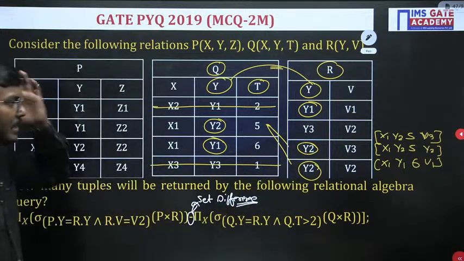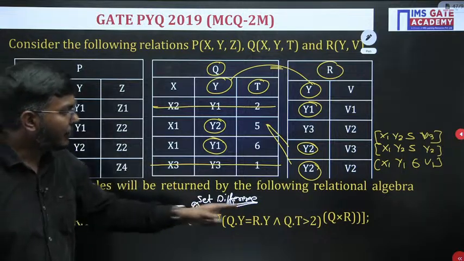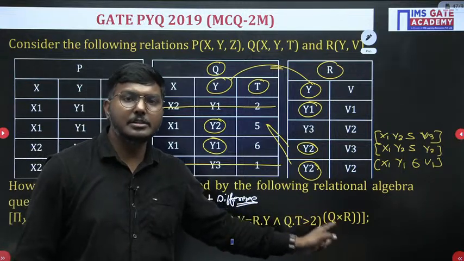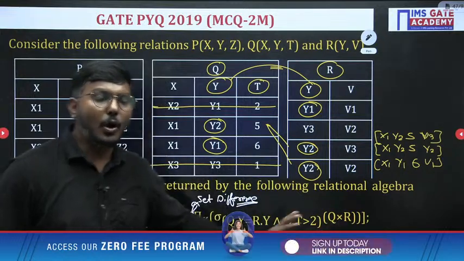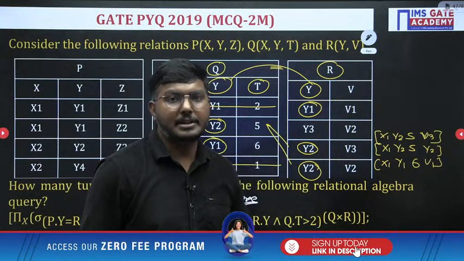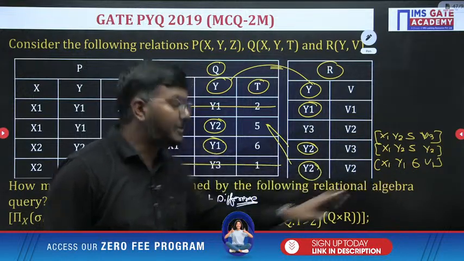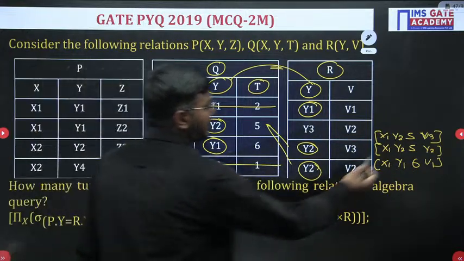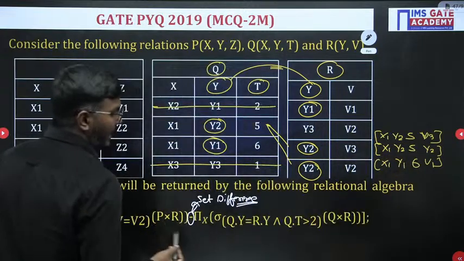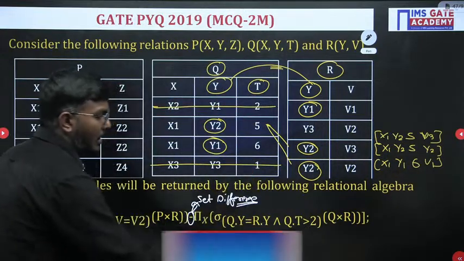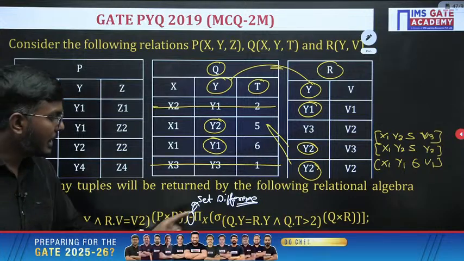Fine. So finally see, from this 16 records, the result of the cross product, only 3 records will be selected. Okay, getting my point now? So only 3 records will be selected as per the condition. Why? Because here t value is greater than 2 and q.y is equal to r.y. Understood?